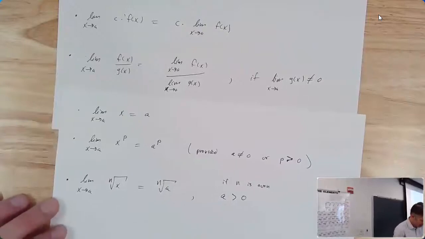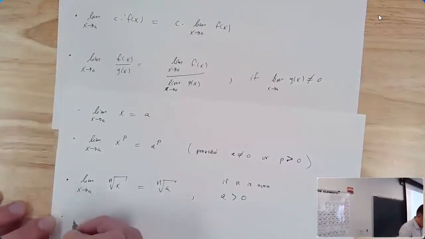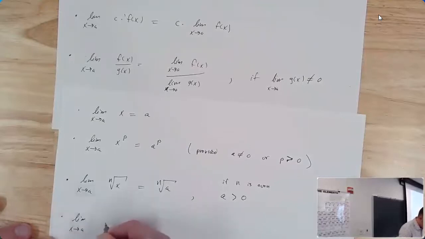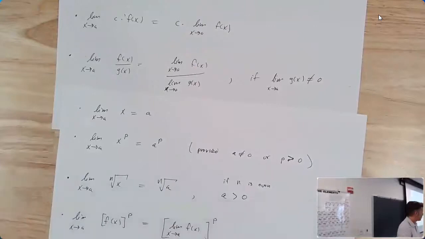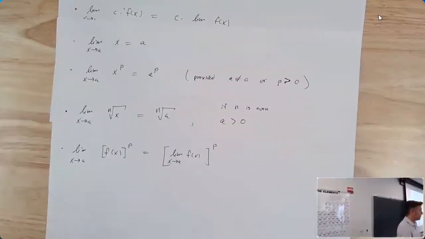And then the last couple ones here, it also works for more complicated things. Like if you have the limit as x approaches a of f of x to a power, it's equal to the limit as x approaches a of f of x, to that power. Basically, limits travel through functions. That's kind of the way I think about it. You can either do the power first or the limit first.